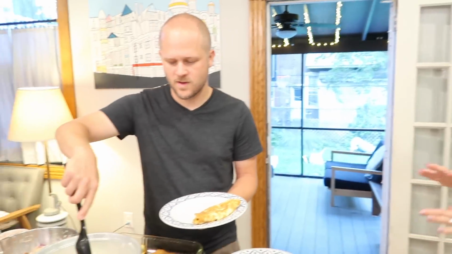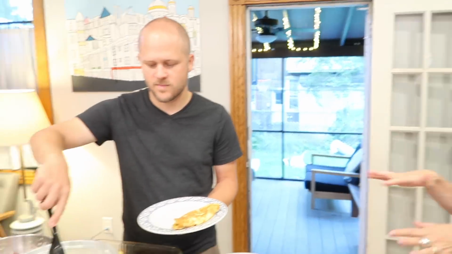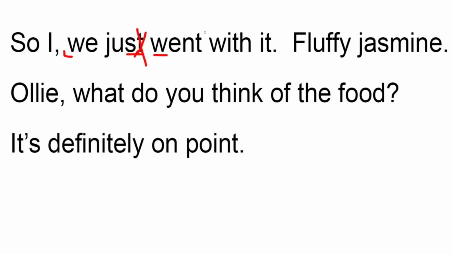We just went with it. Went with it. Stop sound. We have a nasal N sound, which we stop in the throat. Went. That signifies the stop T. With it. Everything links together. T links into the I vowel, and we have another stop T because it's a T at the end of a phrase. We just went with it.